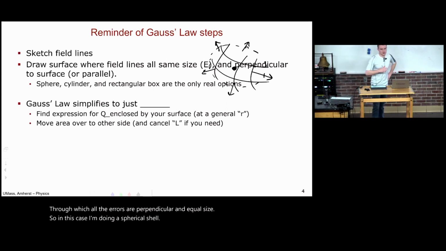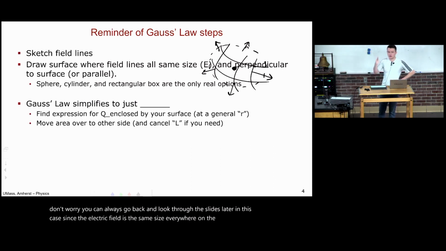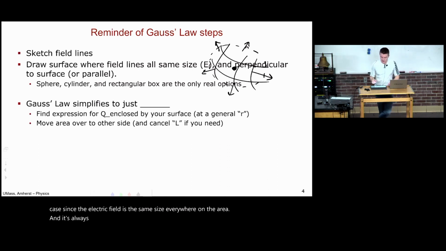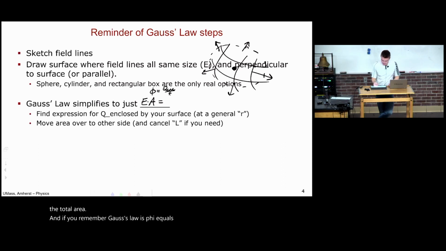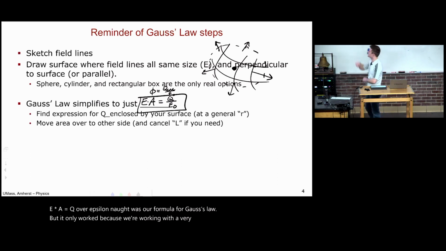And again, I put this on the previous slide, so if you don't have enough time, don't worry, you can always go back and look through the slides later. In this case, since the electric field is the same size everywhere on the area, and it's always perpendicular, the electric flux side of Gauss's law is just E times the total area. And if you remember, Gauss's law is phi equals Q enclosed over epsilon 0. So E times A equals Q over epsilon naught was our formula for Gauss's law. But it only worked because we're working with a very specific surface that we drew.